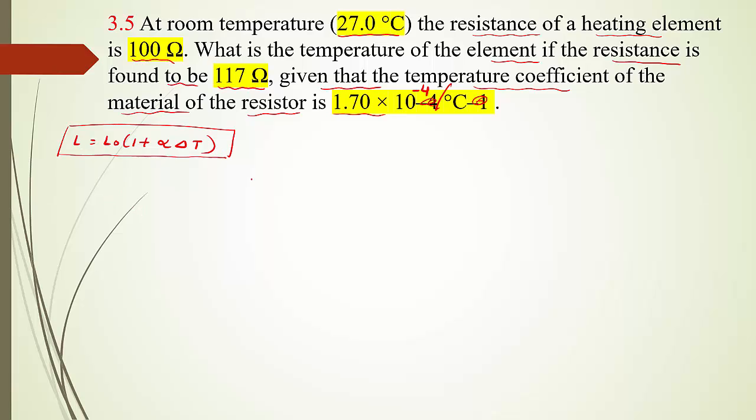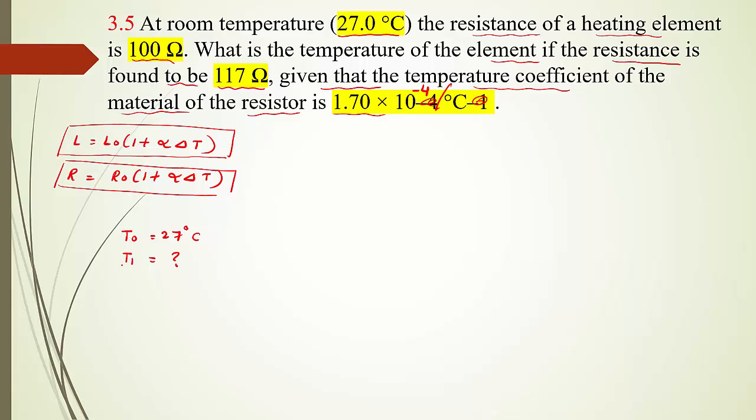But here resistance of the heating element we have to consider. Instead of L equal to L naught, we can take R equal to R naught 1 plus alpha delta T. This equation I am going to use here to find temperature of the element if the resistance is 117 ohm. Yes, first we can write down the givens. T naught is initial temperature 27 degrees Celsius. Right? Then we don't know final temperature, that is question mark.